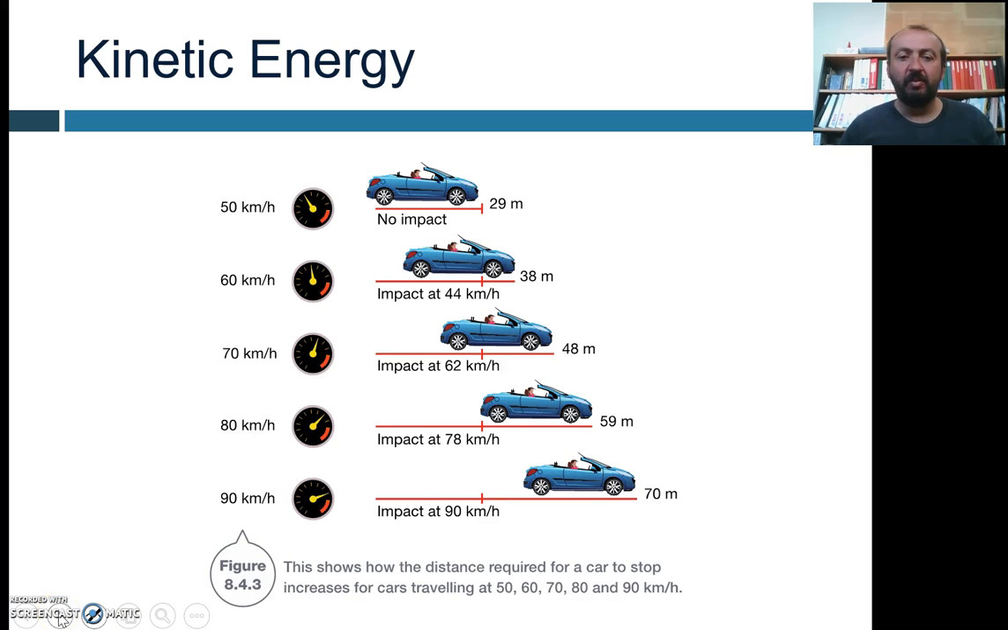Another way to look at that is this figure here, which shows how the distance required for a car to stop increases for cars travelling 50, 60, 70, 80 and 90 k's. So up here we're doing 50 k's, 29 metres, and I think what they're saying is they're probably impacting someone at 30 metres here. I'm not quite sure what the no impact means. But here we see we haven't even doubled the speed and we've more than doubled the stopping distance. Okay, so we can see that non-linear element creeping in here again.